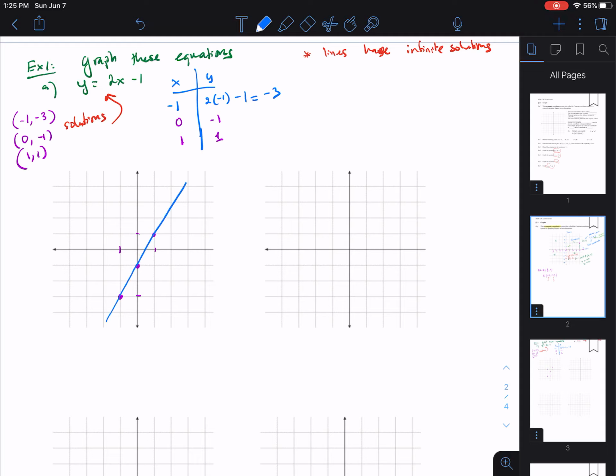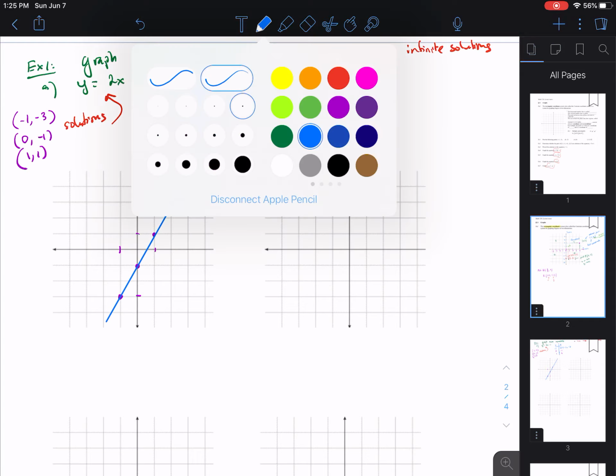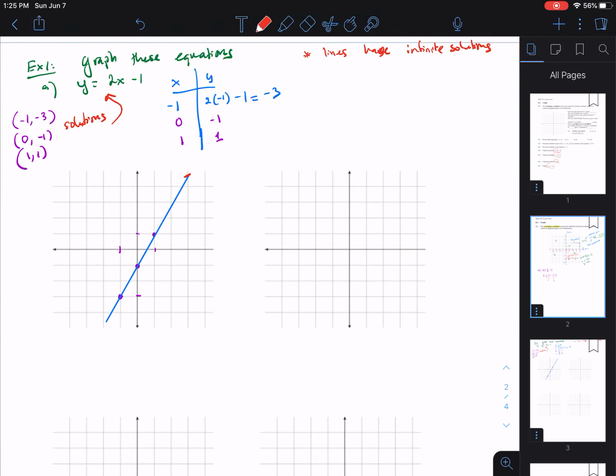Okay. All right, so there it is. And we have this arrow here, remember, right? We draw this arrow at the end. This means the line keeps going indefinitely in both directions. It means that anything on this line is a solution to this equation here. So we only found 3 particular solutions to get the pattern of the line, and we graph it.